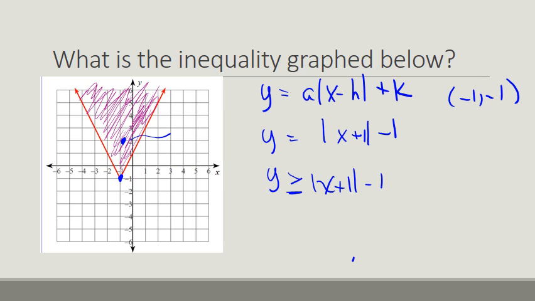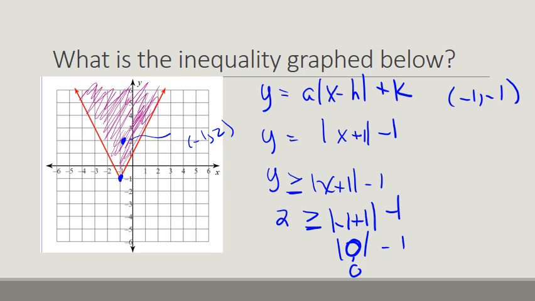So I've got this ordered pair of -1 and 2, and if I plug that in, 2 is greater than or equal to the absolute value of -1 plus 1, minus 1. So the absolute value of that is 0, minus 1, and 2 is greater than or equal to that, so that's true. So we do know it's greater than or equal to, and there is our equation, our inequality.